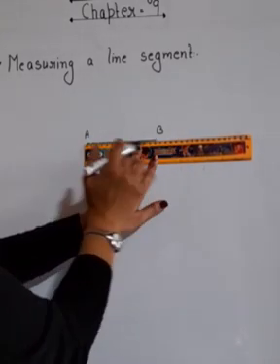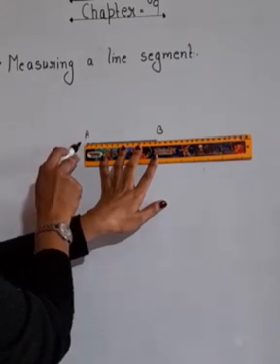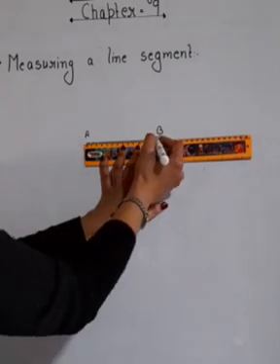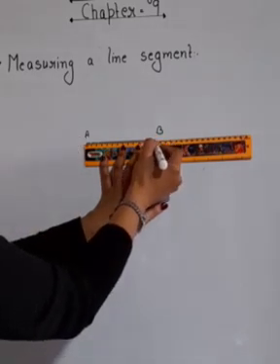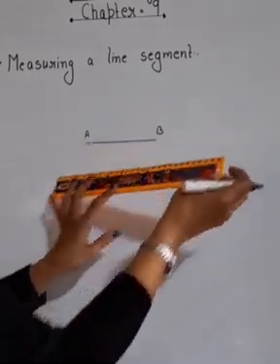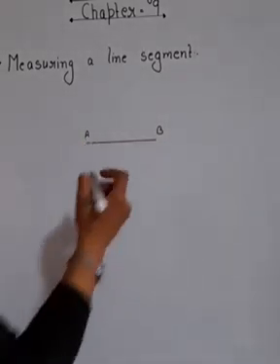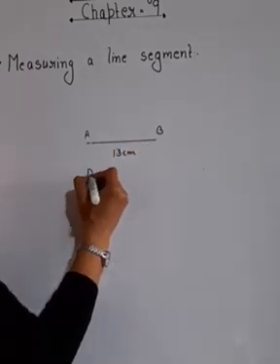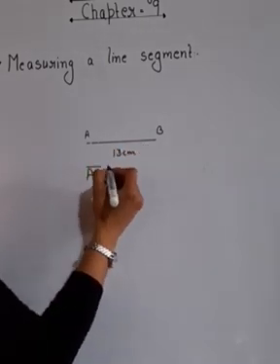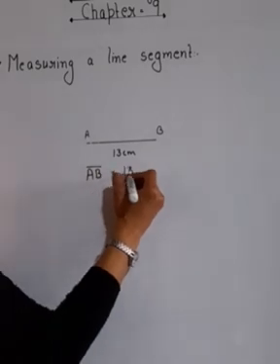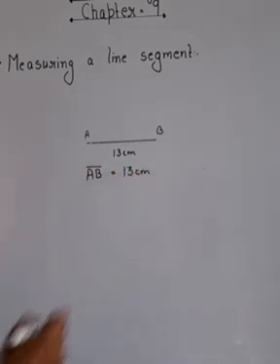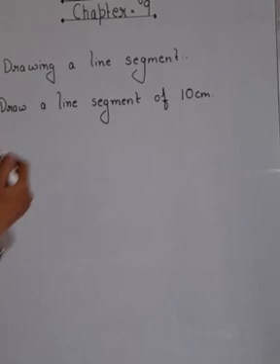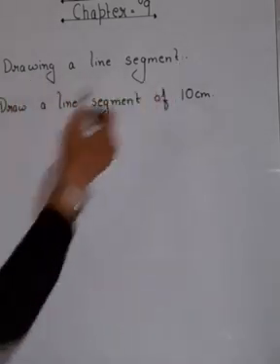Now you can see the 0 of the centimeter scale coincides with the point A, and at point B I'm having this 13. Okay, it means the length of this line segment is 13 centimeter, or you can write AB, this is the symbol of line segment, is equal to 13 centimeter. Clear? Next, we are having drawing a line segment.